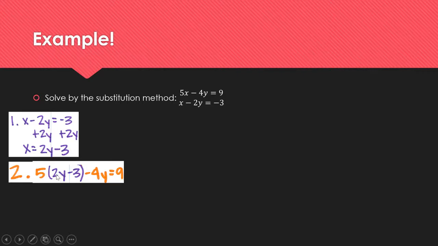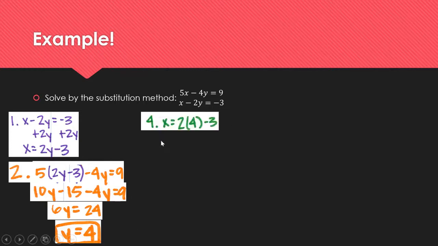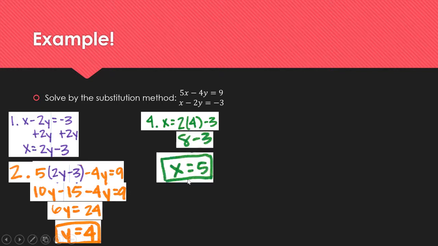Step 3 says, okay, now solve that. So distribute your 5, 10y minus 15. Combine your like terms. So 10y minus 4y is 6y. Add your 15 over, that's 24. Divide by 6, y is 4. Step 4 says, okay, now you know y is 4. Go back to this equation you found in step 1 and plug in 4 for y. So x is going to be 2 times 4 minus 3. That's 8 minus 3, so x must be 5.